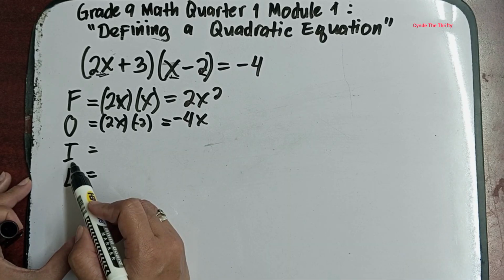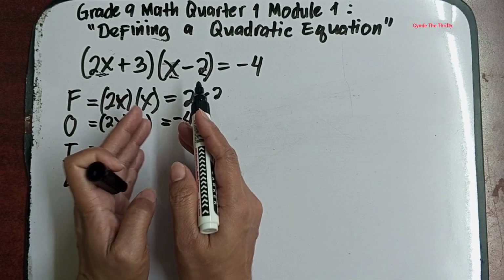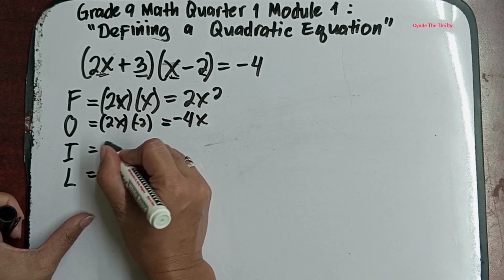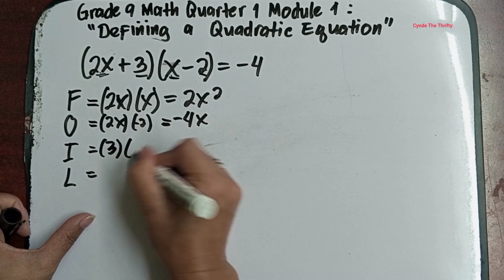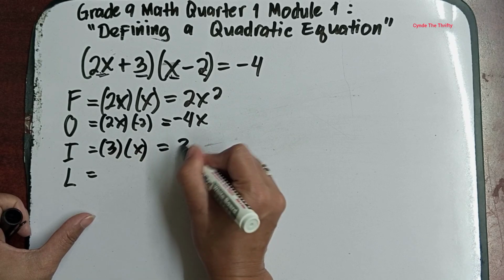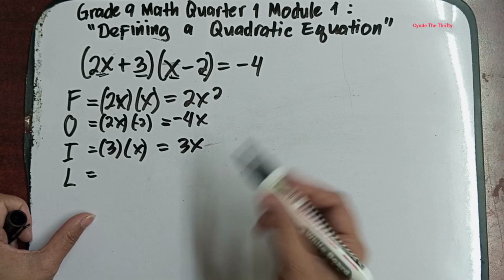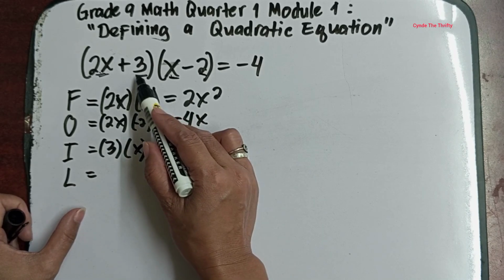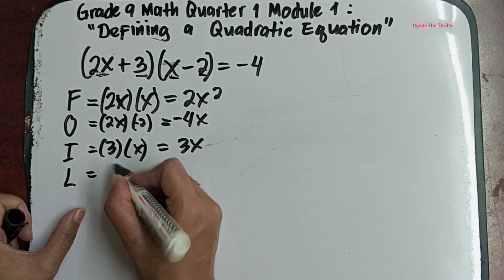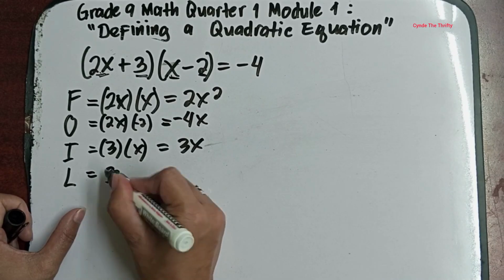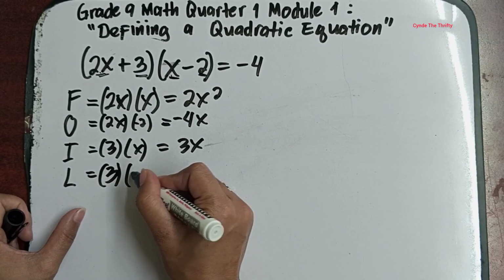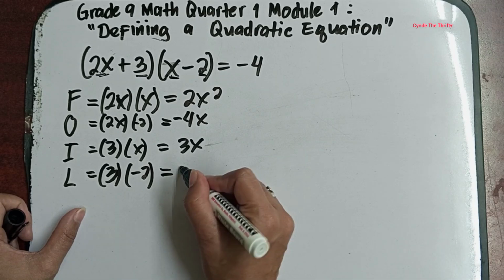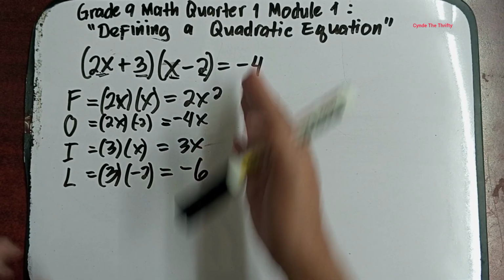Okay, so sa inner naman, saan ang inner? Ang nasa loob. Ito si 3 at si x. Okay, so 3 times x is equal to 3x. And then, ang last is itong mga last term. So, ang last term natin is si 3 at si negative 2. Sorry. Napaka-importante talaga ng sign. Okay? So, 3 times negative 2 is equal to negative 6. So, meron na tayong sagot.